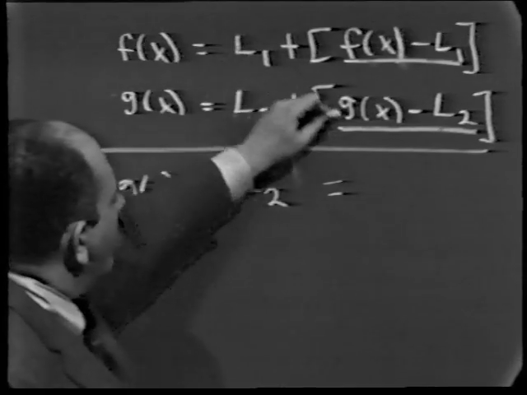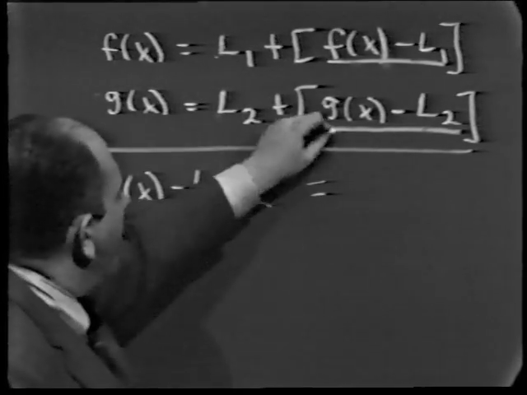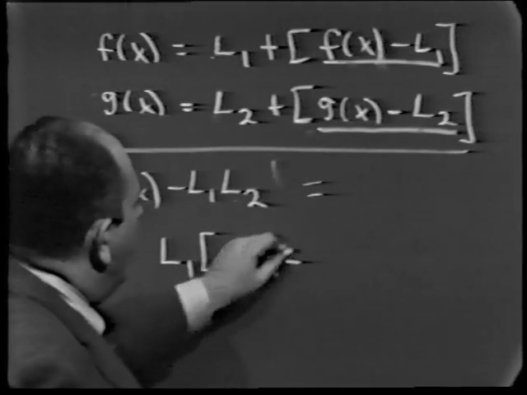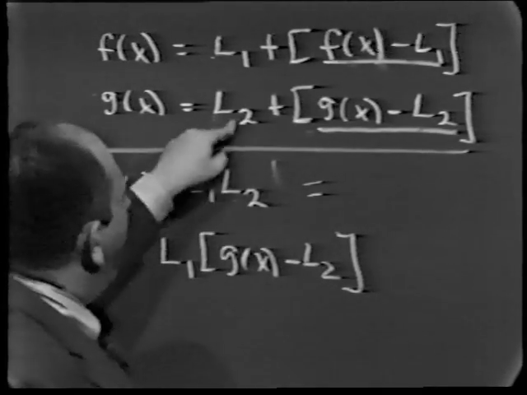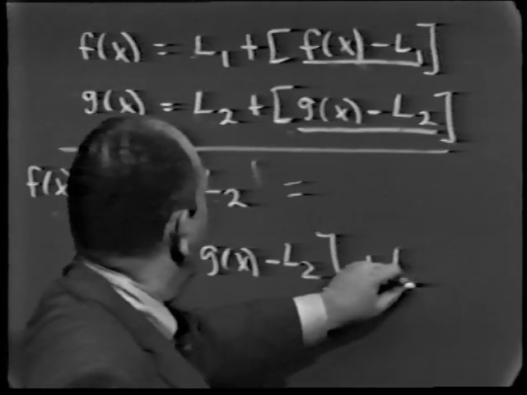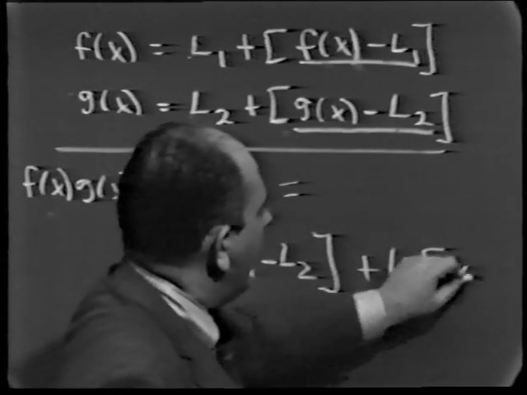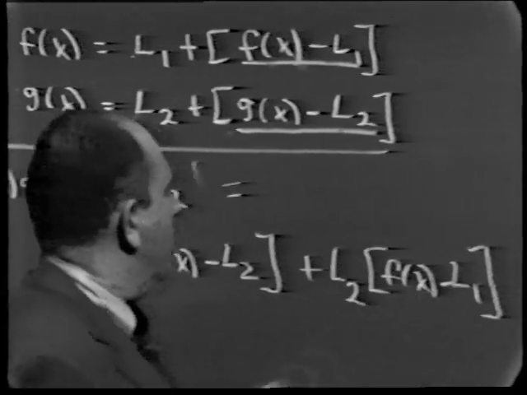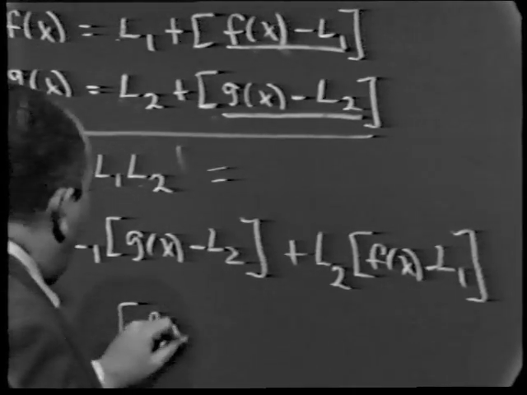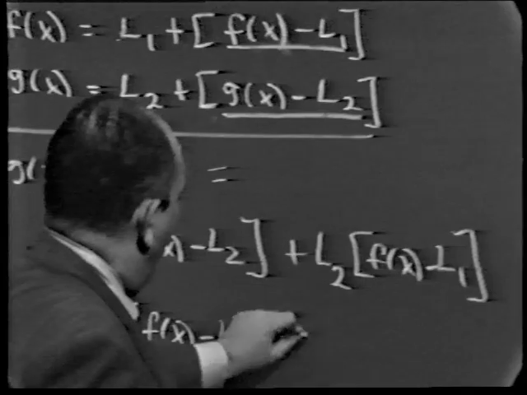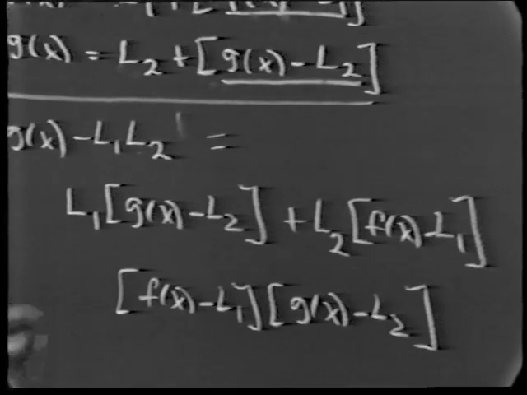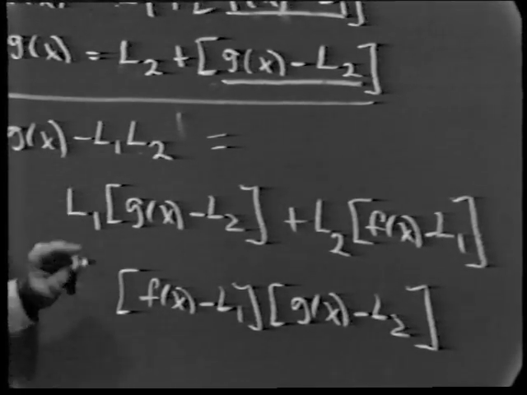Namely, let's multiply out the rest of this thing. We have what here? This times this, which is what? L1 times g of x minus L2. Then we have this times this, which is L2 times f of x minus L1. See? And now we have what? This times this. That's f of x minus L1 times g of x minus L2. Now, the point is, this is the thing that we'd like to make very small in absolute value.